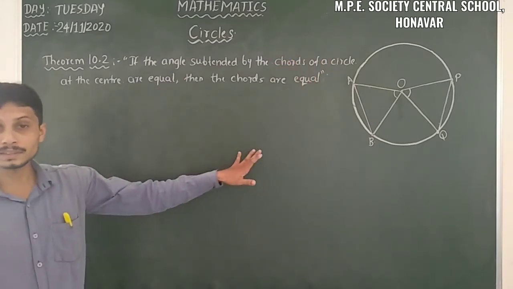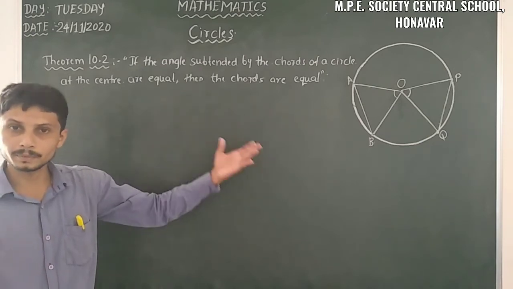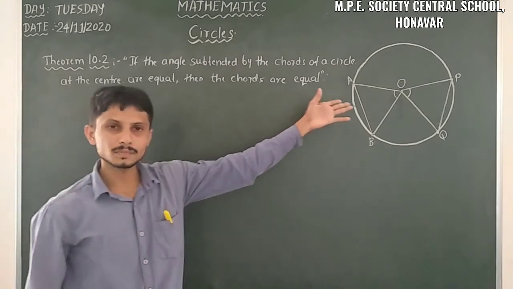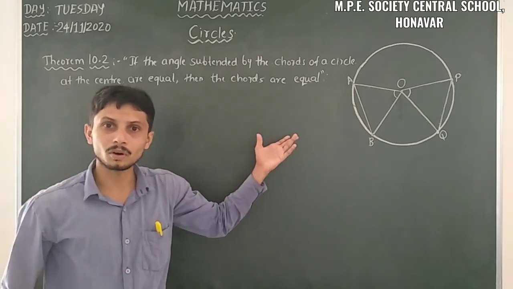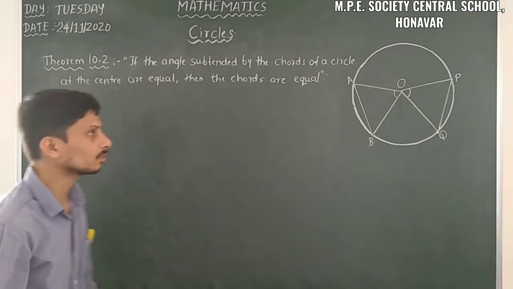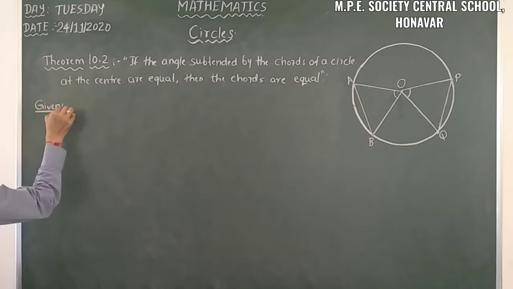Here we have a similar thing. In the previous theorem the chords are equal. Here another thing, it is given that the angles are equal: the angle subtended by the chords of the circle at the center is equal. So firstly we have to write the given things, the same given things we have to write here.